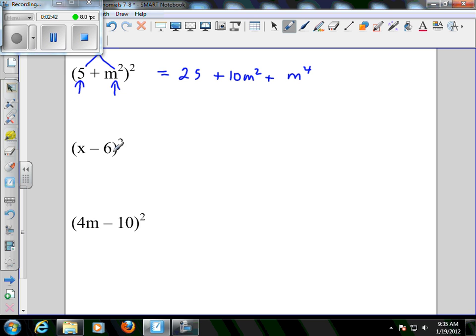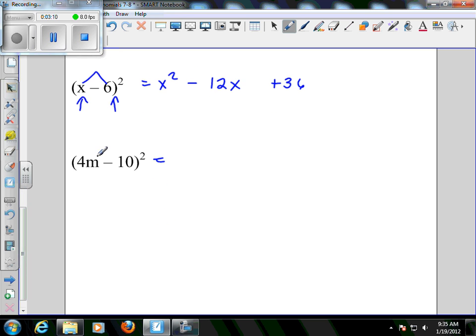Let's do this one. Square your first term. You get x squared. Square your last term. You get positive 36, because remember, negative 6 squared, negative 6 times negative 6 is positive 36. Now, multiply and double those terms. X times negative 6 is negative 6x. Double it, and you will get negative 12x. Okay, so you can see where this is really a great shortcut here.